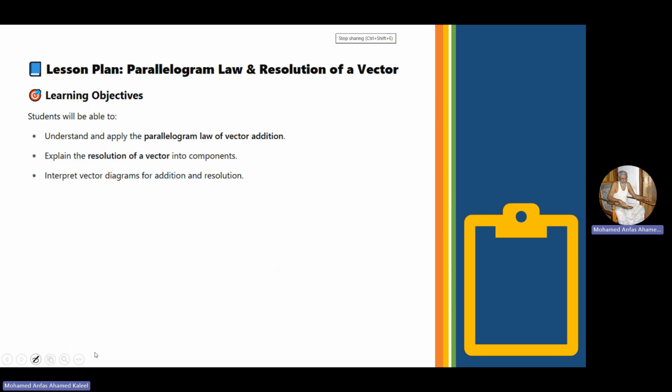Parallelogram law and resolution of vector. Understand and apply the parallelogram law. The learning objectives: we will understand the parallelogram law and vector addition, explain the resolution of a vector into two components, and interpret vector diagrams for addition and resolution.